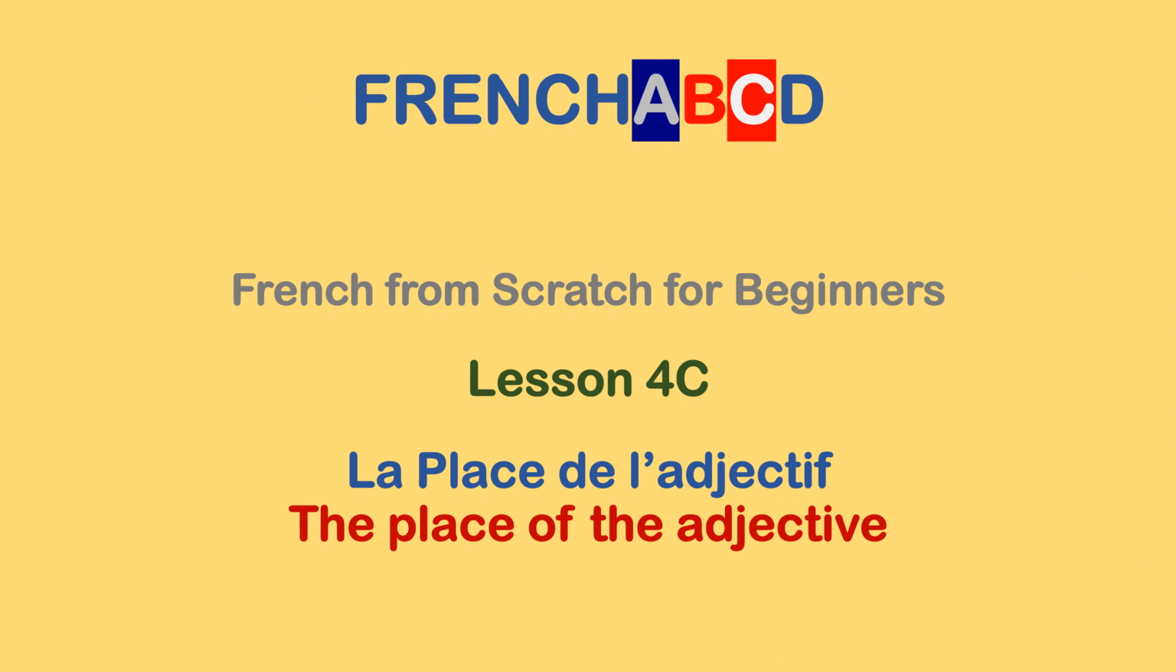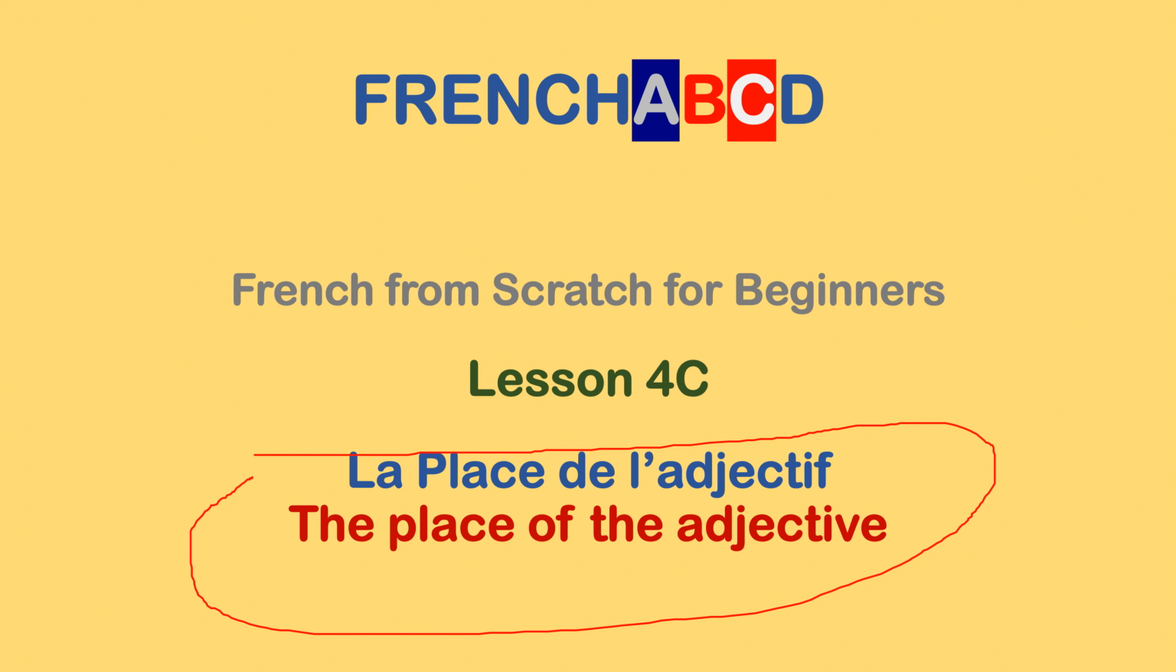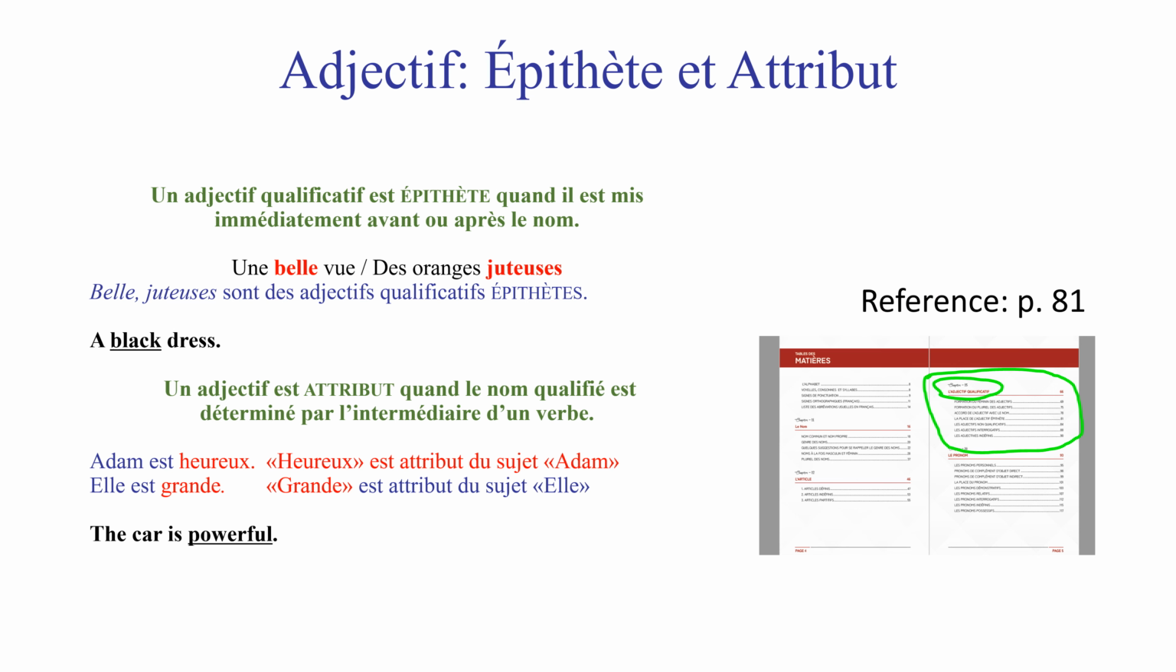Today we're going to continue with the adjective, and we're going to look mostly at where we place the adjective. Alright, reference material, page 81. We divide the adjective into two, epithet and attribute. I don't know the word for epithet in English. Attribute is attribute, but hopefully you'll be able to figure out what it is.